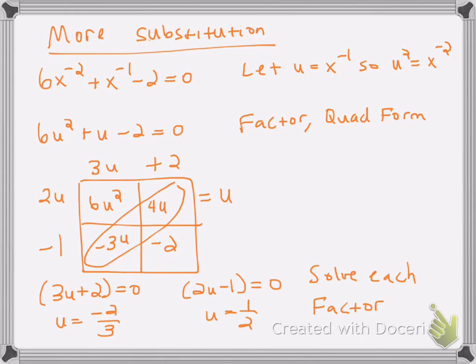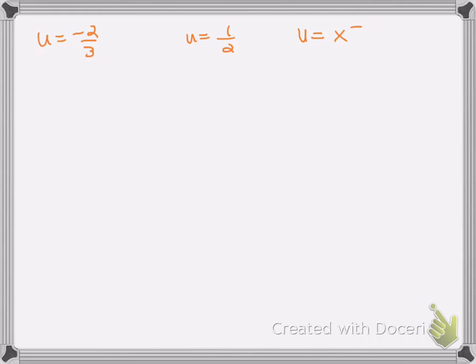Now remember, just like with our other substitution problems, these aren't done. We replaced our x variable with u, so now we've got to go back. We've got to replace our u with x, and we've got to do some solving. I'll show you some nice, easy ways to solve these types of problems. So we're at this point where u is equal to negative 2/3 and u is equal to 1/2. U was x to the negative 1. So now our equation should read x to the negative 1 is equal to negative 2/3, and x to the negative 1 is equal to 1/2.